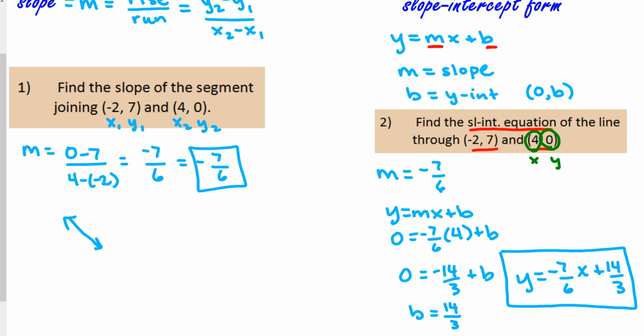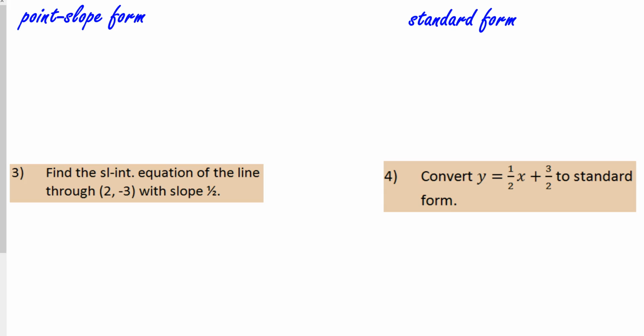Okay, let's see what we have next. We have a couple other forms for the equation of the line. One is called point-slope form and the other is called standard form. And point-slope form is often used kind of in the middle of doing a problem. Point-slope form looks like this. y minus y1 equals m times x minus x1, where (x1, y1) is a point that you know and m is the slope that you know.